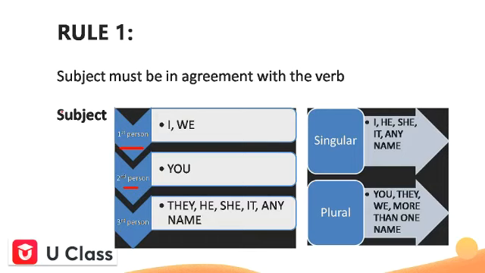I may say one, right? You're talking about only one, so it is a singular subject. Similarly, if I say they, how many people are you talking about in they? One or more than one? More than one, of course.